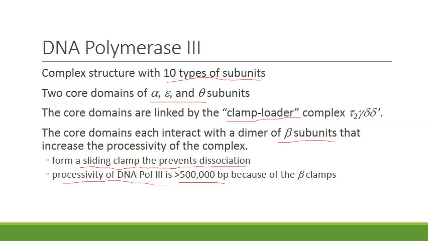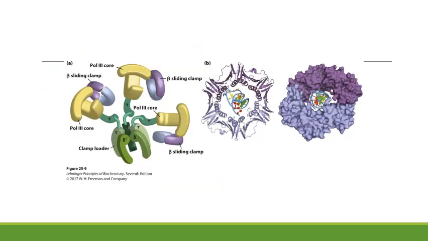So we've got the subunits that we consider the clamp loader that loaded onto the DNA, and then the clamp itself, the beta subunit. So if we look at the DNA polymerase, we have the core polymerase, we've got the beta sliding clamps, and then we have the clamp loader. So the core, the sliding clamps, and then the clamp loader.